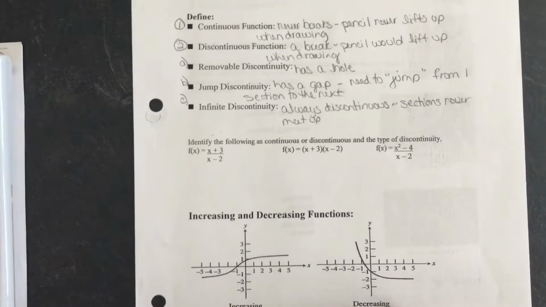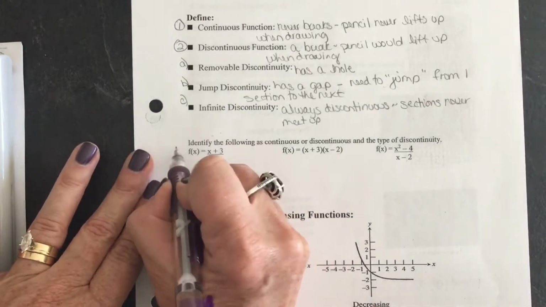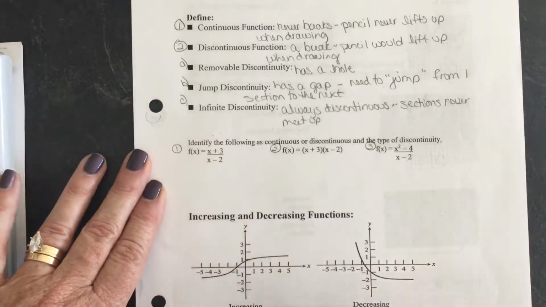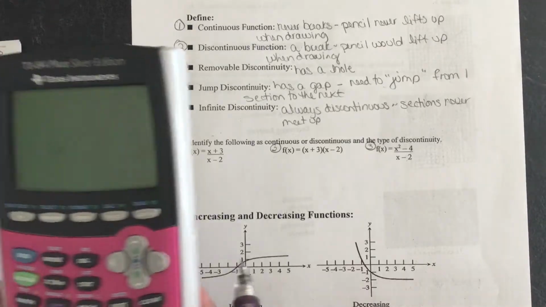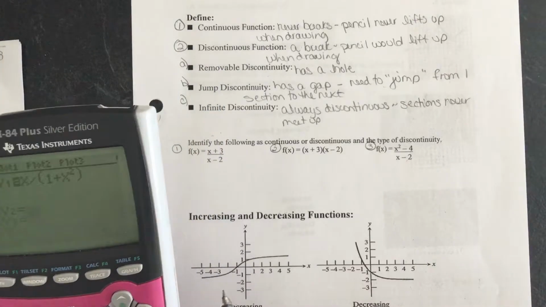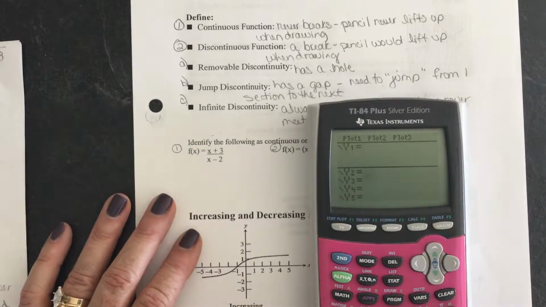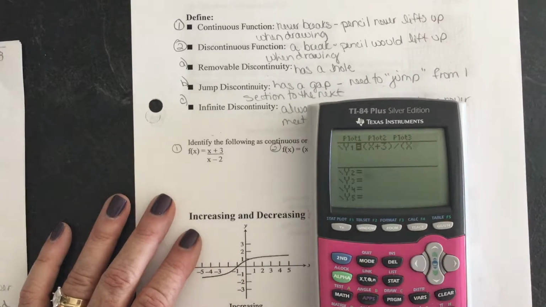Okay, we're going to continue our continuity discussion on the section 1-2 notes. We have three different functions here, and we're going to look at these functions and determine what type of continuity or discontinuity each one has. In order to do that, we will type those into our calculator, understanding that parentheses are needed if you're not using the fraction key for both numerator and denominator.